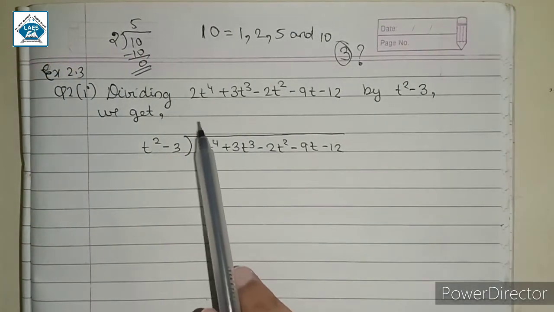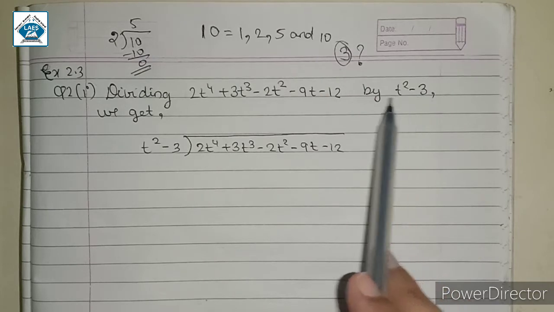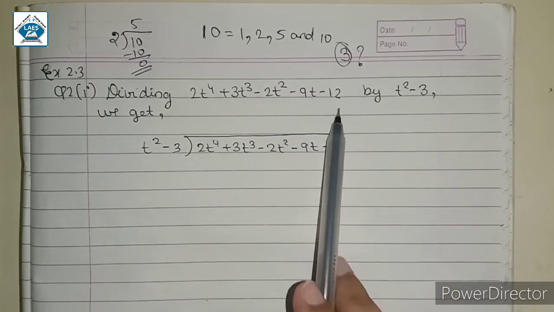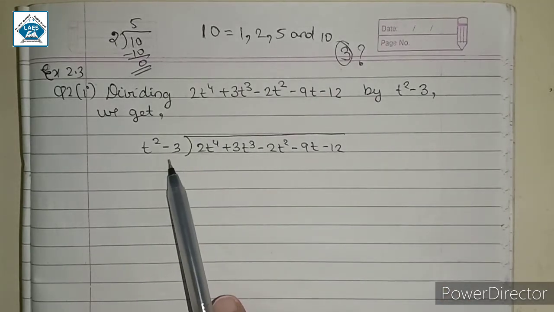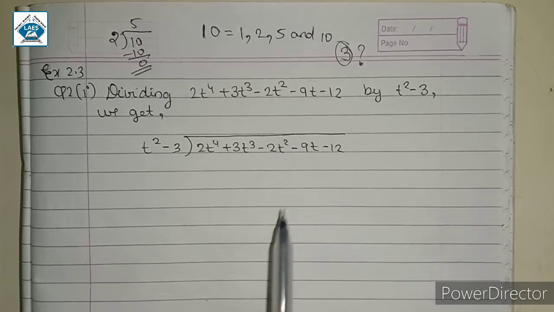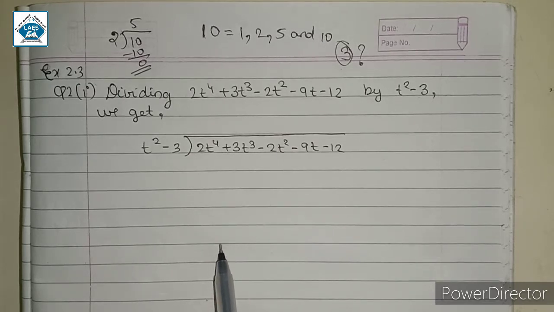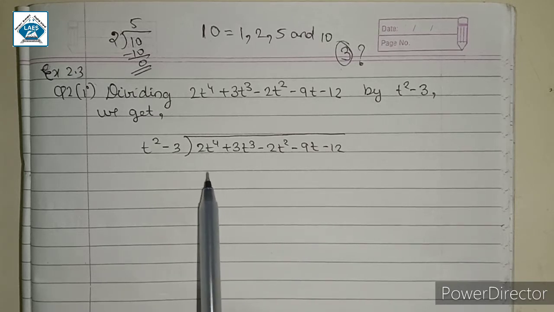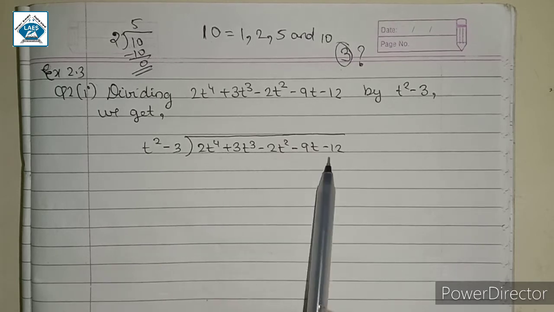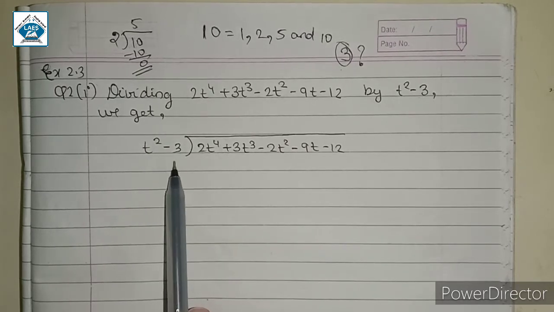Similarly, for a polynomial to be a factor of another polynomial, when we divide the second polynomial by the first polynomial, the remainder should be 0. Then we can say that the given polynomial is a factor. Otherwise, it is not a factor. So let us divide this polynomial by t square minus 3.